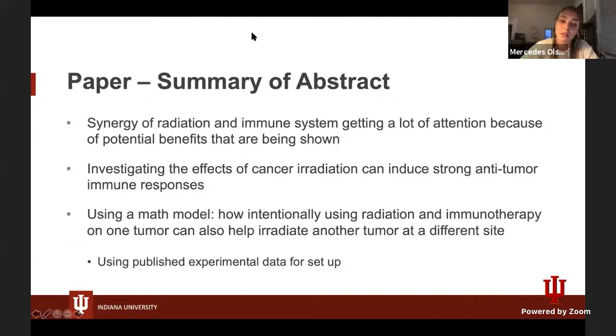They use a math model to intentionally use radiation and immunotherapy on one tumor, which can also help irradiate a second tumor at a different site, which is with its own independent volume. And then they used published experimental data for this setup as well.